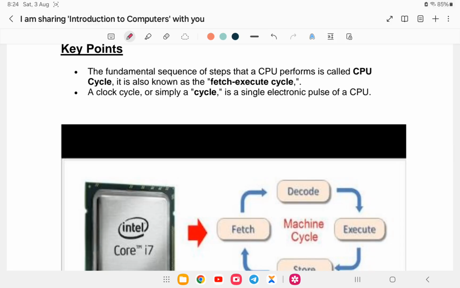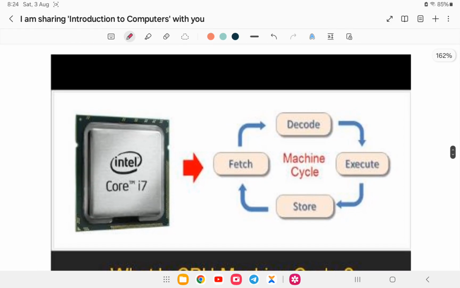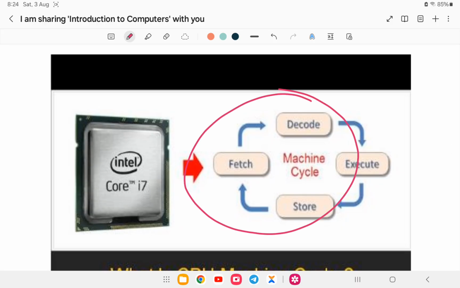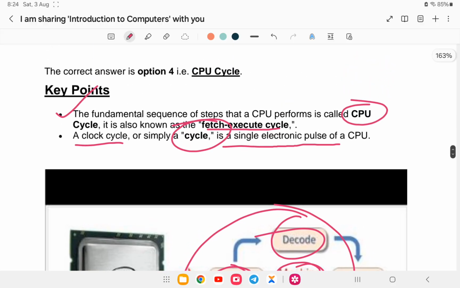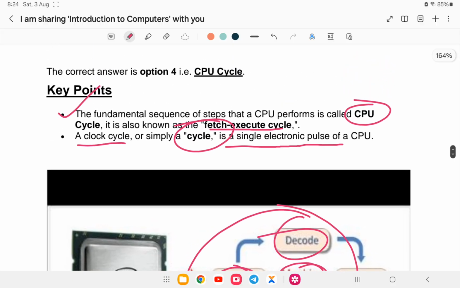The fundamental sequence of execution that CPU performs is called CPU cycle, or it is also called the fetch execute cycle, and a clock cycle or single cycle is a single electronic pulse of a cycle. So the fetch execute cycle is, for example, in a processor like the Intel i7, the machine cycle of fetch, decode, execute, store, and this is known as the CPU cycle.